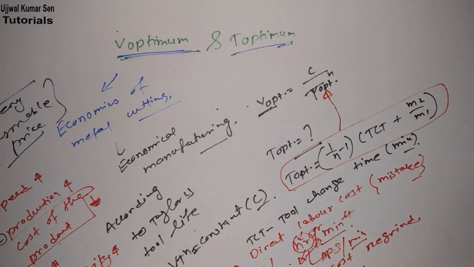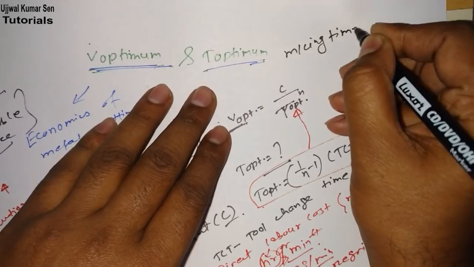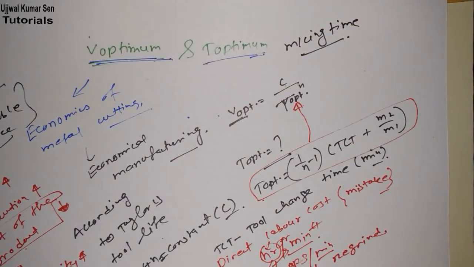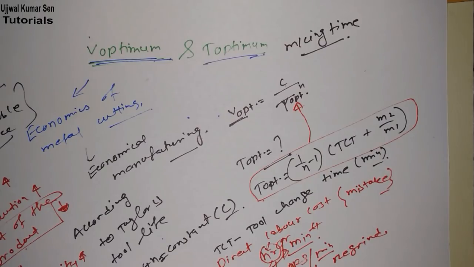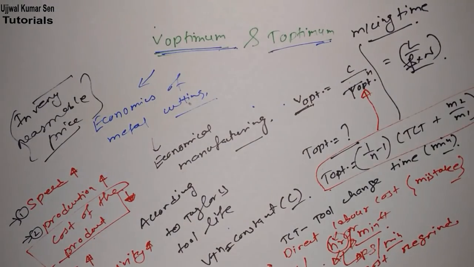Because I have seen questions asked about machining time. What is the formula of this? First of all, to solve a numerical problem, the formula is a must. Without the formula, how is it possible to solve the problem? That's not possible, isn't it? So you need to learn the formula first, and the best one to learn is machining time. So in case of machining time, what is the formula?